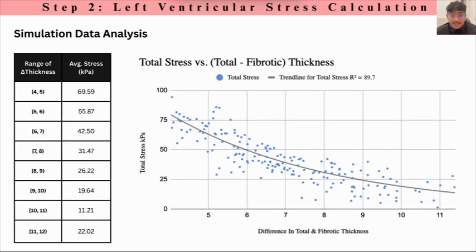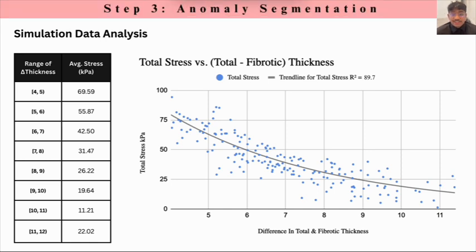We found that the thin myocardium adjacent to scar tissue sees stress spikes near 70 kilopascals. In contrast, thicker, healthier muscle next to the same scar tissue exhibits far less strain, about 22 kilopascals. Plotting the difference in relative wall thickness versus stress yields a strong correlation, R squared is 0.897, clearly showing where the heart is most vulnerable.